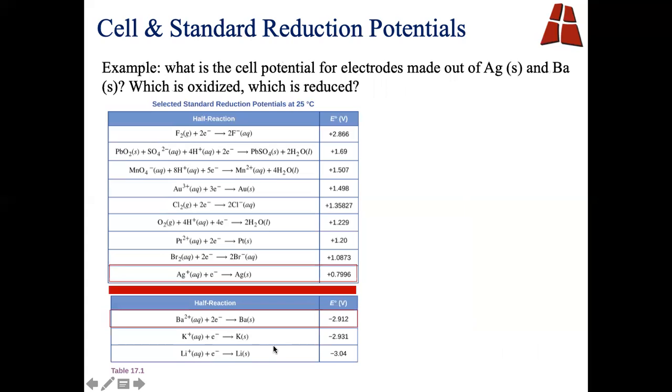Okay. So a potential question I might ask is something like, what is the cell potential for an electrode made out of silver and barium?